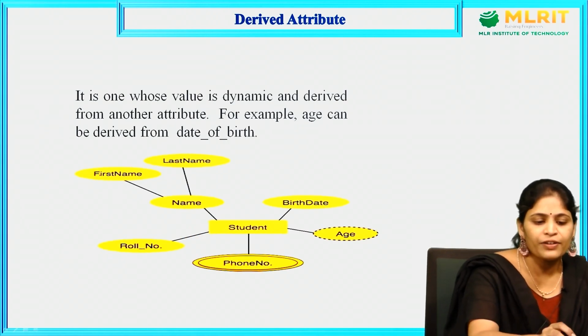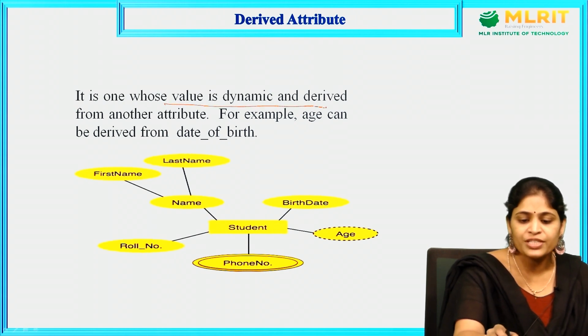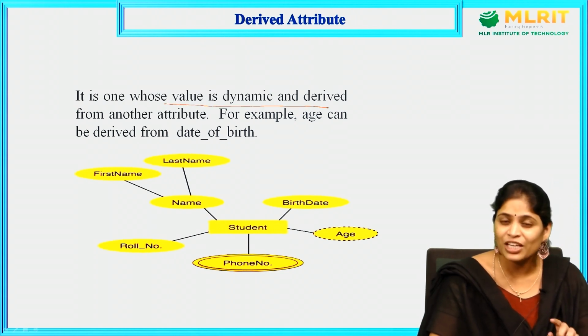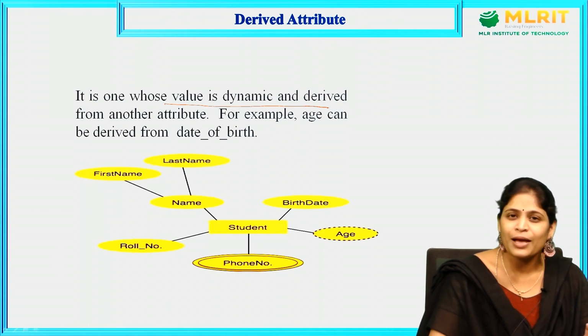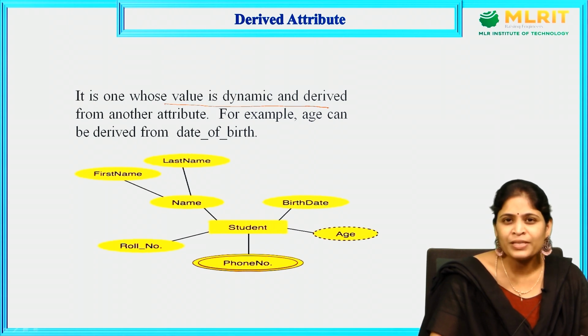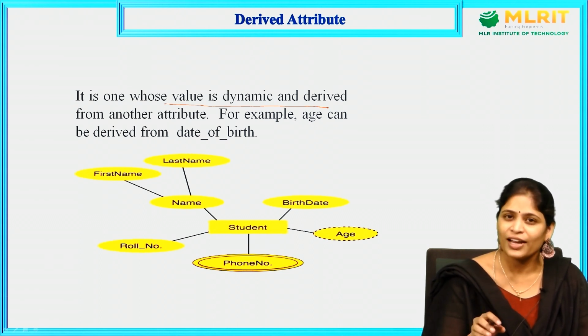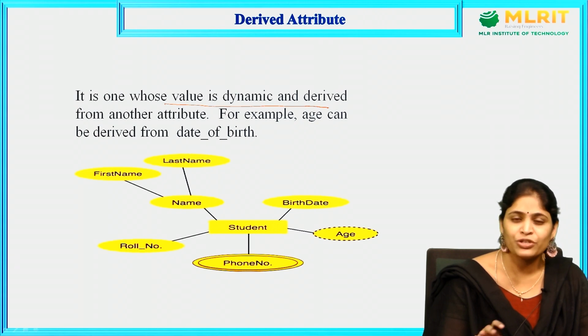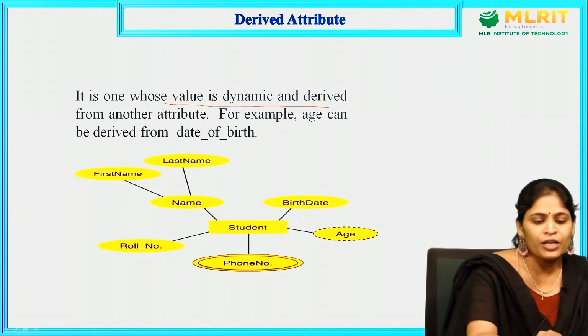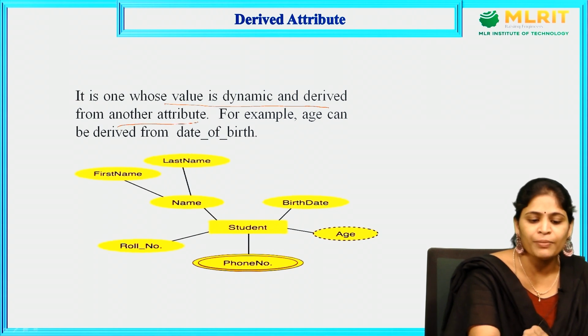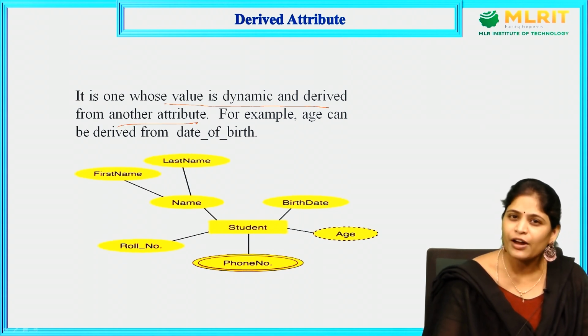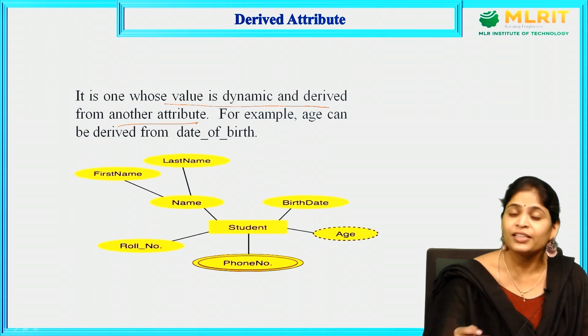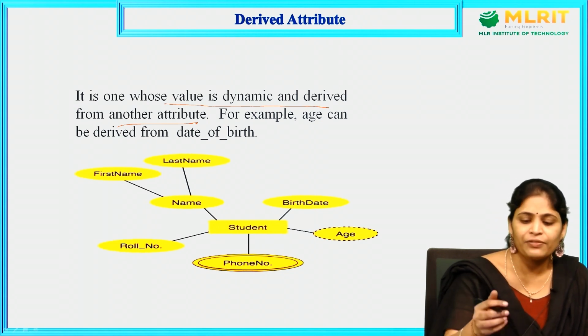And the next type is derived attribute. So what is the derived attribute? It is one whose value is dynamic, that is not constant. It will be varied. For example, let us take a real-time example. Our age can't be static, right? Year by year, our age will be varied, and those kinds of attributes are called derived attributes, which are dynamic, which are not static. So it is one whose value is dynamic and derived from another attribute. So age can be derived from date of birth, right?